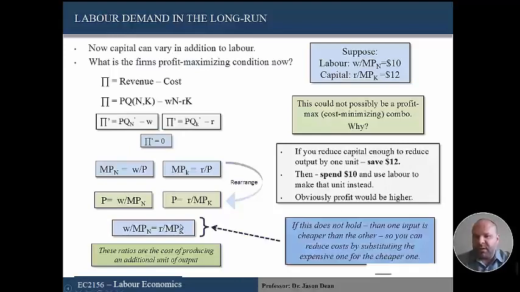Okay, so if this doesn't hold, then one input is cheaper than the other, and so you can reduce costs by substituting the more expensive one for the cheaper one. So this is the profit maximizing condition.